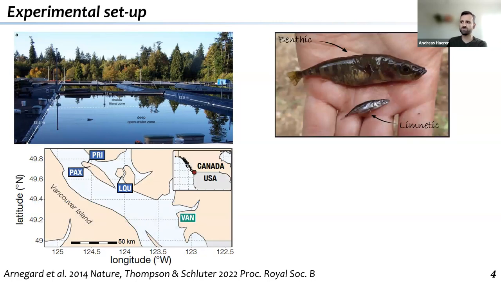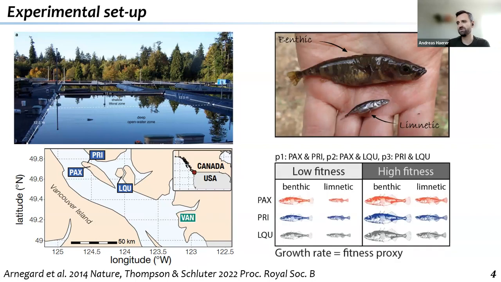Specifically for this experiment, we used benthic and limnetic ecotypes in three different lakes. Here you can see Hudson Lake, Spruce Lake, and the LaQuarrie Lake. Not so important if you're not a stickleback researcher. And those were raised in three different ponds, always in combinations of fish from two lakes in the same pond.